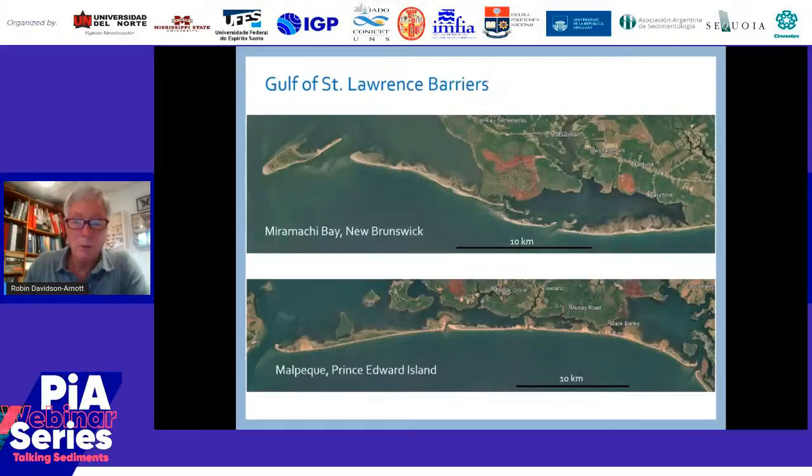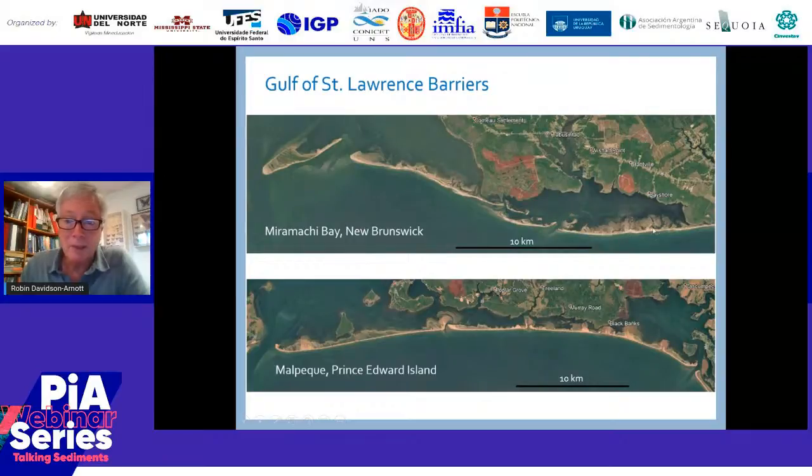So where's all this sediment going? So for 6,000 years, sea level has been rising. And if we look at the coasts of New Brunswick and Prince Edward Island, we see they are characterized by these barrier systems that look just like barrier systems in many parts of the world. There's continuous barriers. They are backed by lagoons and estuaries.